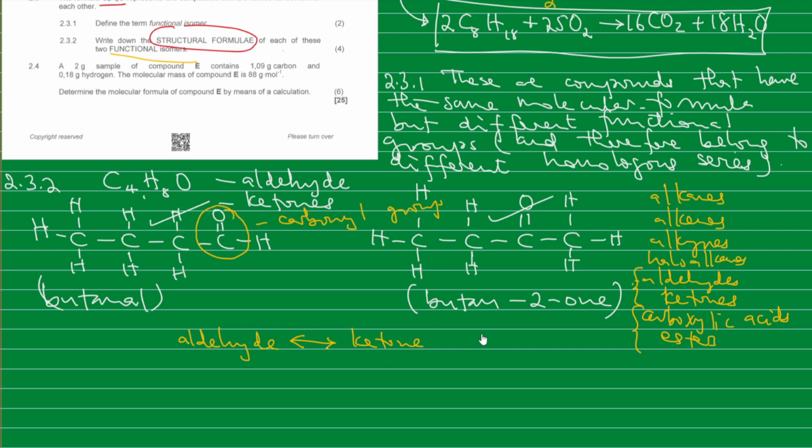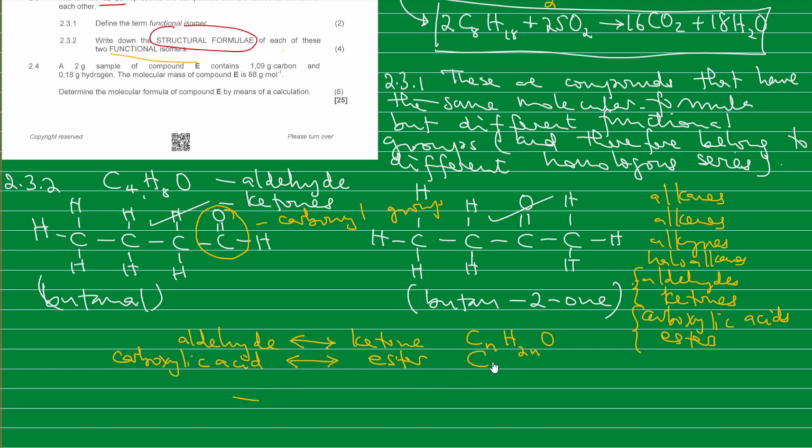Why? Because they all have the same general formula, CnH2nO. Now, when you are given a carboxylic acid and they are asking you to find a functional isomer, you must automatically know that your functional isomer will be an ester, and vice versa.